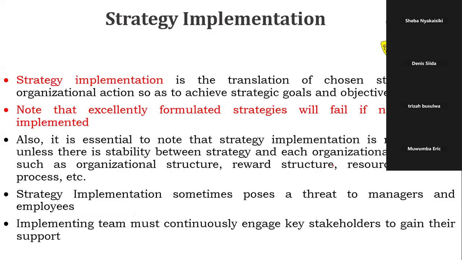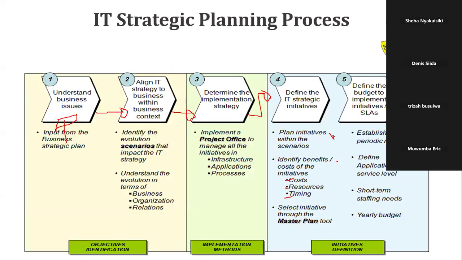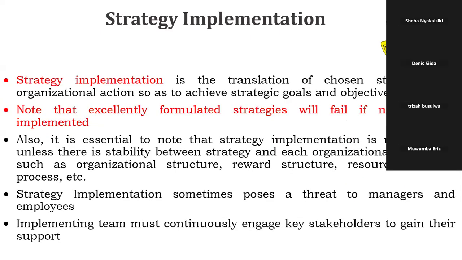After this, we come to the strategy implementation. If we have followed this particular process of planning, we should be able to come to the section of implementation. Now, the implementation of this strategy also requires change management. We are going to come to change management as well, because it is going to disrupt. So the implementation part also requires planning in order for us to be able to achieve our strategic goals and objectives.